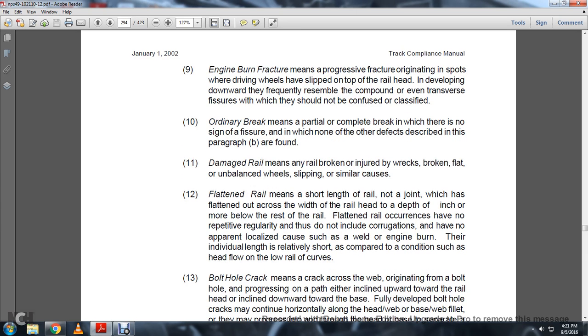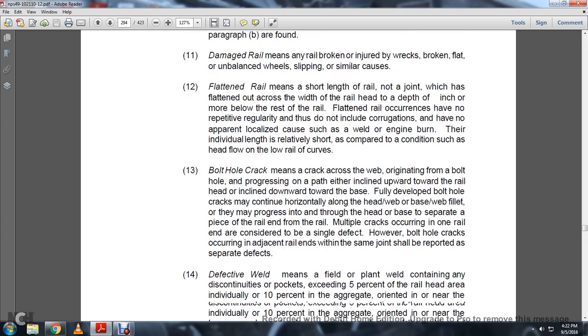11. Damaged rail. A rail broken or injured by wrecks, broken flat wheels, unbalanced wheels, slipping, or similar causes. 12. Flattened rail means a short length of rail, not a joint, which has flattened out across the rail head a tip of an inch or more below the rest of the rail. Flattened rail occurrences are not repeated regularly, so they do not include corrugations that have no apparent localized cause, such as a weld or engine burn, and are relatively short in length compared to conditions such as head flow or a low rail on curves.